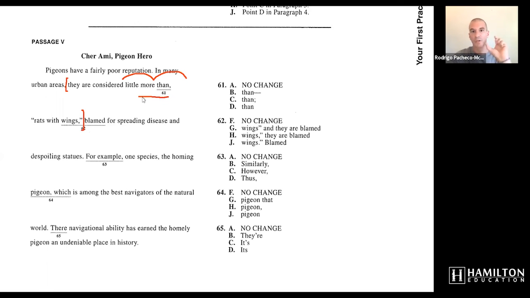So this phrase joins these two elements together in comparison. So we want to place a comma here. We can eliminate A, no change.